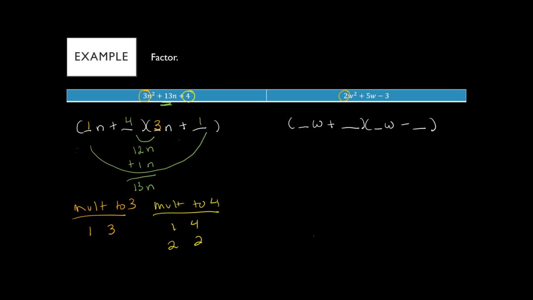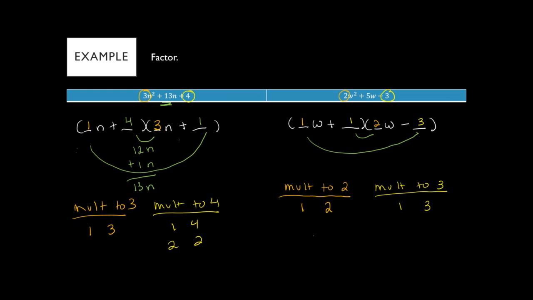If we look at the first number, we need to multiply to 2. The only possible combination is 1 times 2, so I'm going to just put those in. Our last number we need to multiply to 3, so our only combination is 1 times 3. And now I'm going to try the inside and the outside because I need them to add to 5.